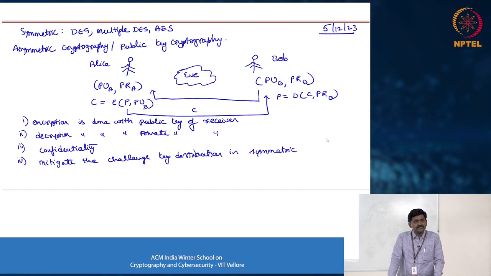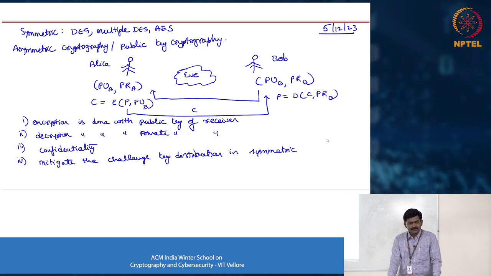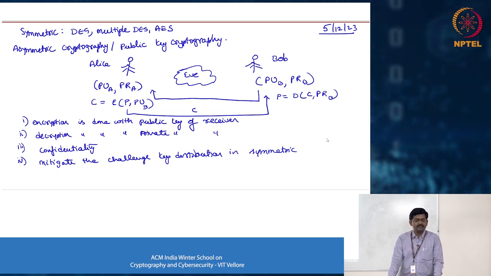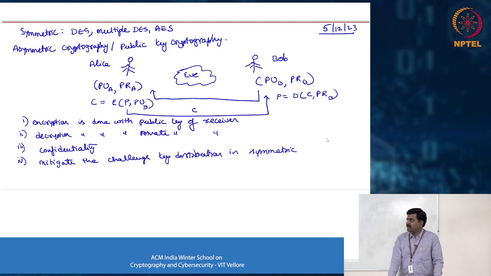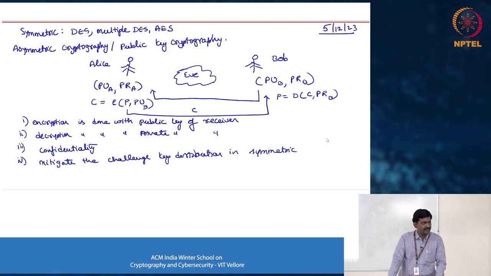In case of symmetric, if I am communicating with n nodes, what should I do? I should maintain n symmetric keys, right? With whomsoever I am interacting, whatever secret key I have with them, I should maintain. I cannot repeat it, right?